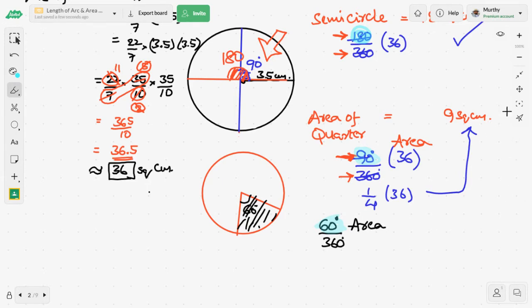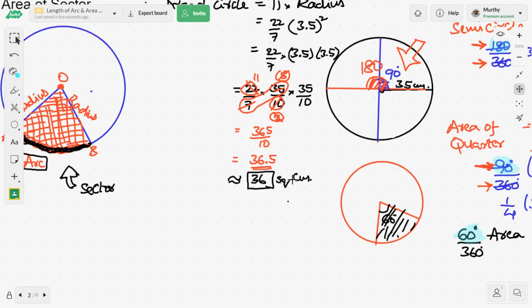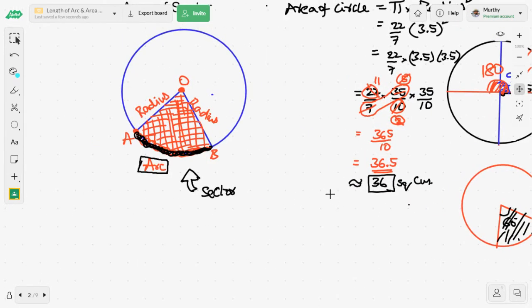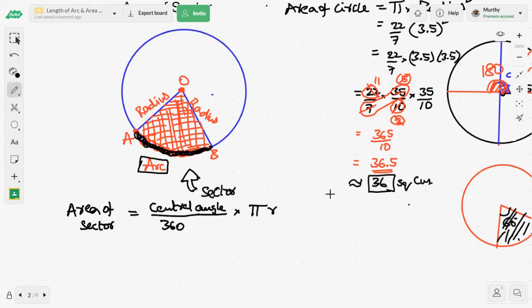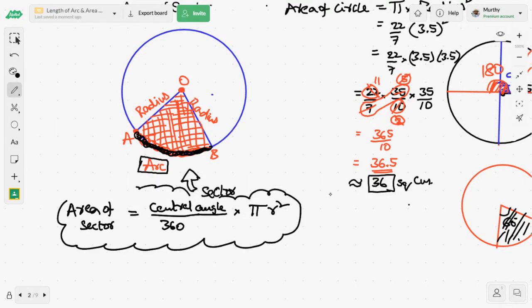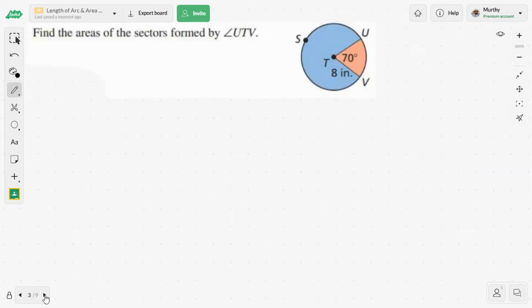Right? Now, keeping that in view, what is the area of sector? Here we write that area of sector equals central angle over 360 degrees times area of circle. You know, area of circle equals pi times radius square. So this is the condition for computing area of sector. Okay, without wasting much time, let's jump to an example.